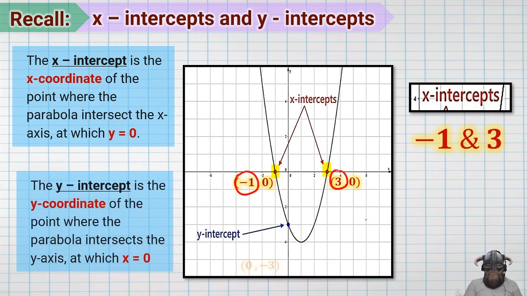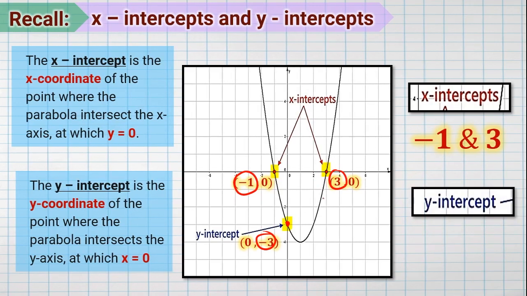At the same time, the y-intercept is the y-coordinate of the point where the parabola intersects the y-axis. So this is also the point where your x is equal to 0. In this case, we are just considering the y-coordinate. So on this point, it is having the point 0, negative 3. We'll just be considering negative 3 as our y-coordinate. So our y-intercept will be equal to negative 3.